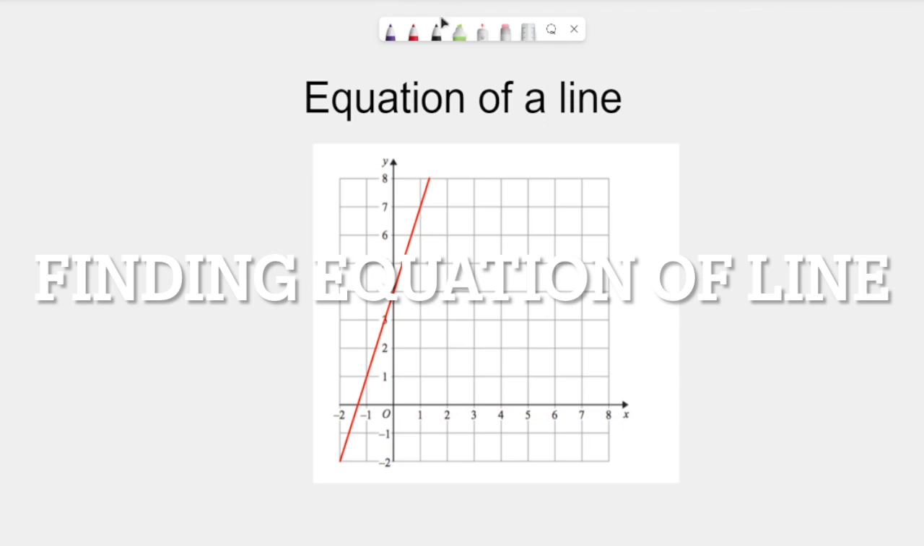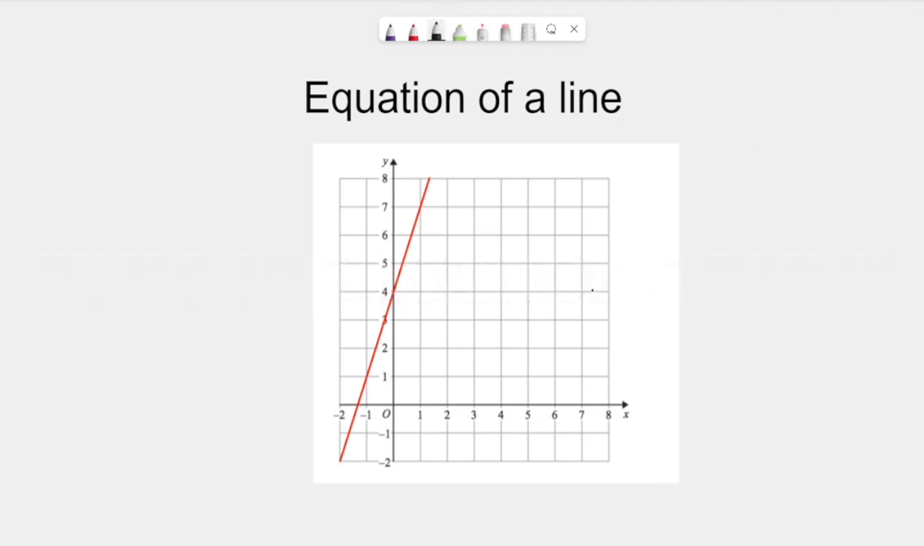Hello everyone, welcome to the video where we will learn about the equation of a line, how to find the equation of a line from our graph. So we have to identify two things to find the equation of the line.